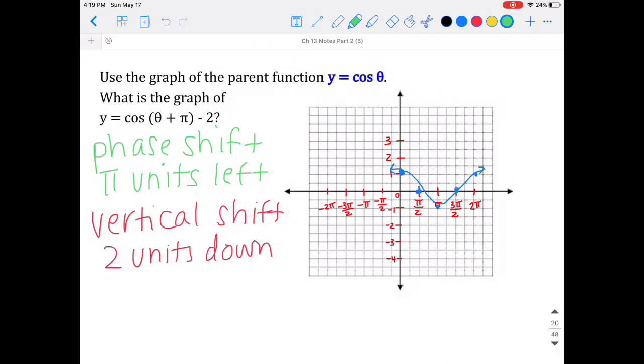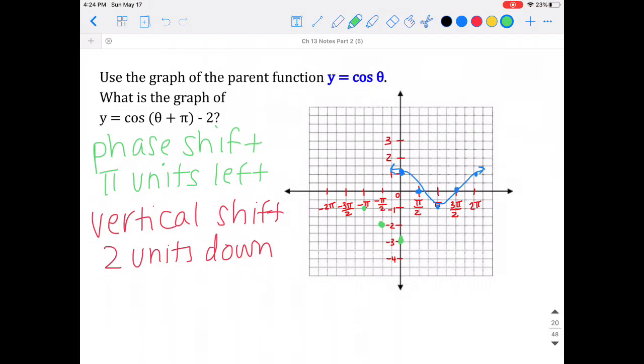So first we're doing a phase shift of pi units left. Notice on my x-axis pi is 2 units, so each of my points are getting translated 2 units to the left, and our vertical shift is 2 units down. So this first point at (0, 1), I'm translating from 0 to negative pi horizontally and from 1 to negative 1. For (pi over 2, 0), I go from pi over 2 to negative pi over 2, from 0 to negative 2. For (pi, negative 1), we go from pi to 0 horizontally, from negative 1 to negative 3.